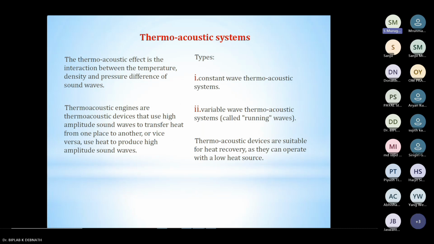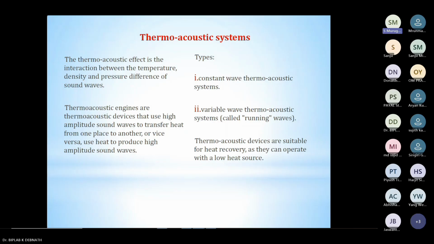There are a few research works on combining a thermoacoustic system with the fuel cell. What is the thermoacoustic effect? It is the interaction between the temperature, density, and pressure differences of sound waves. When sound waves are created, you get some positive effect that can be harnessed. That is called the thermoacoustic effect. This effect can be used to produce mechanical power. Thermoacoustic engines are devices that use high amplitude sound waves to transfer heat from one place to another, or vice versa. So this thermoacoustic system can be combined with a fuel cell.